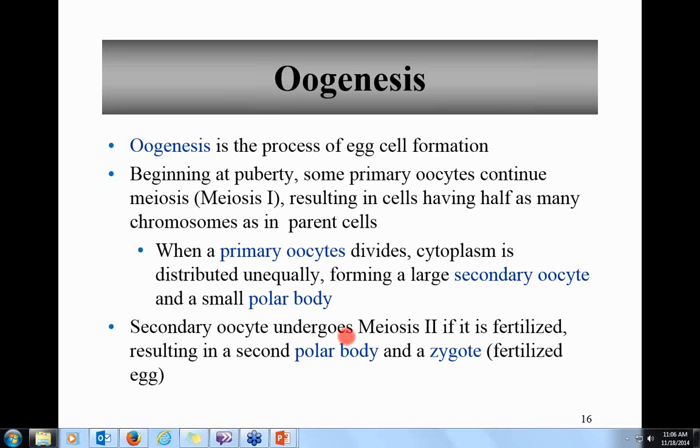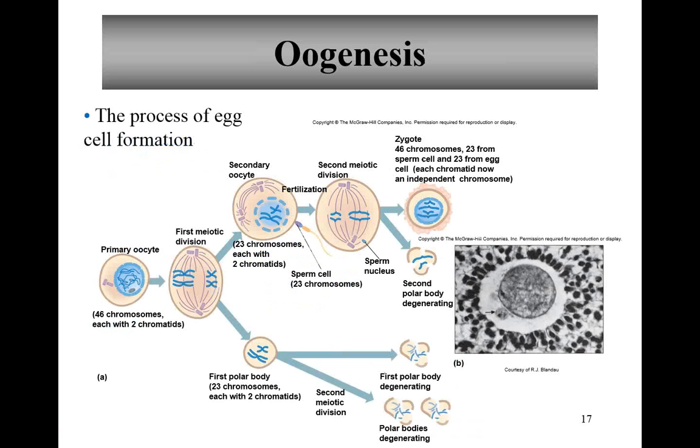And the secondary oocyte will undergo meiosis 2 after fertilization. And it also makes a secondary polar body. And if fertilization is successful, then you have a zygote. So let me show you a picture of that, and this is our next slide.